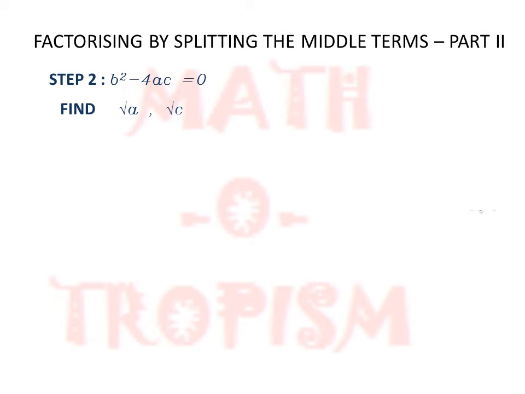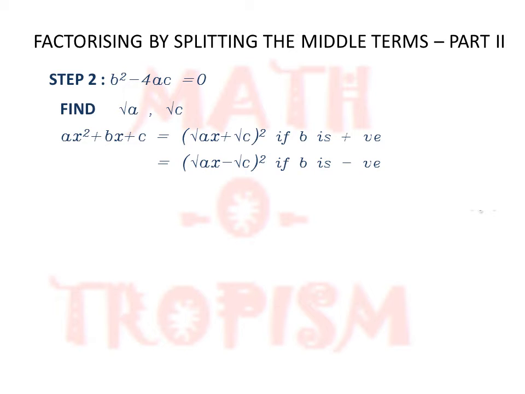Once we find root a and root c, ax square plus bx plus c is going to be written as root of ax plus root c the whole square if b is positive, and it will be written as root of ax minus root c the whole square if b is negative. Since both roots are same, the square term. Now the middle part, that is the b term, is determining whether we are going to add or subtract the two terms. So if b is positive, it is plus. If b is negative, it is minus.